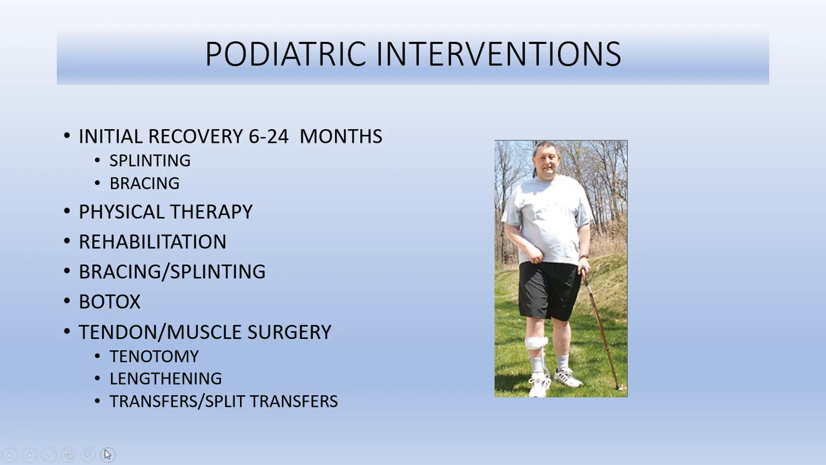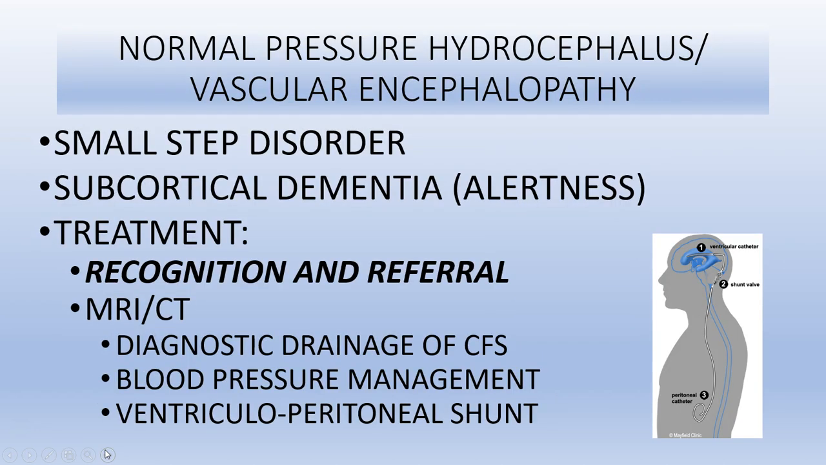Botox injections, again, to reduce the spasticity and make bracing more effective. And there are certainly surgical considerations ranging from tenotomies to tendon lengthenings to tendon transfers. So there are many things that you can do early on and later to improve the patient with a spastic hemiplegia.